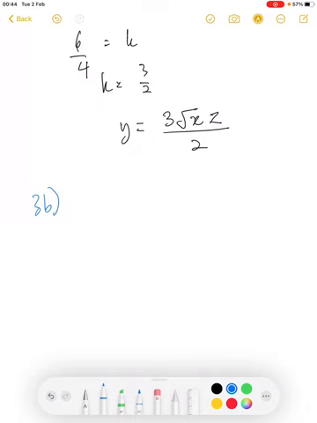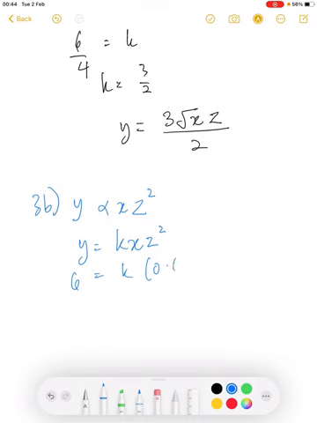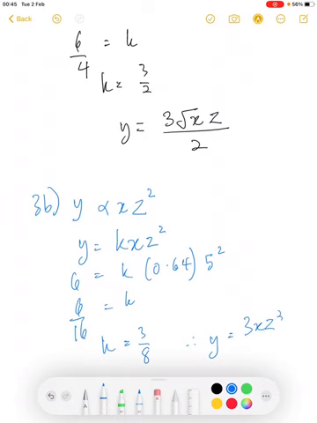3B, Y varies directly as X and the square of Z. 6 equals K, 6, 4, 5 squared. So K equals to 6 over 16 equals to 3 over 8. Hence Y equals to 3 X Z squared over 8. Okay.